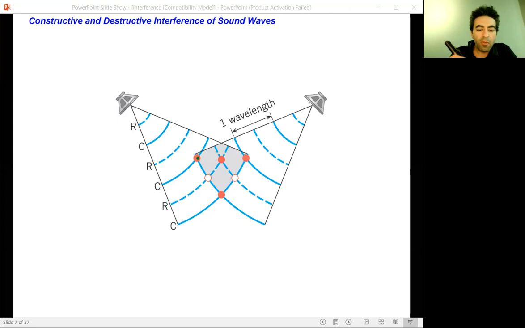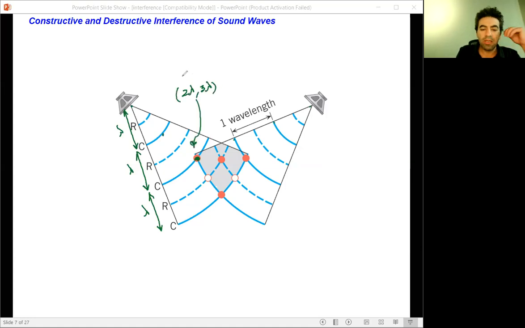Well, if I start from a crest and then a crest and then a crest, so this would be a wavelength, right? From a crest to a crest, that's called a wavelength. And then from a crest to a crest again, that's another wavelength, okay? And then from a crest to a crest again, that's another wavelength. So on this point here, I am 2 wavelengths away from the first source, and I am 3 wavelengths away from the second source. So I'm going to call this point 2 wavelength and 3 wavelength away. So this here is 2 lambda away from the first source, 3 lambda away from the second source.